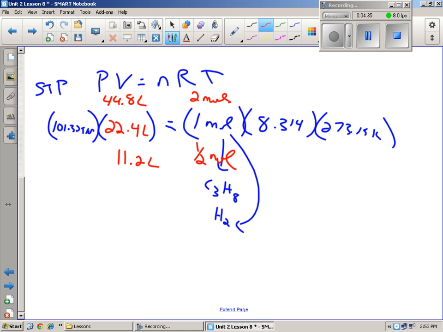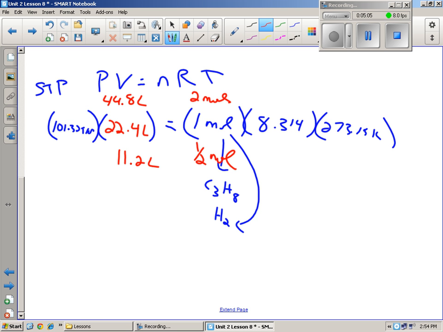And that is something called molar volume. Why do we call it molar volume? Molar, moles; volume, liters. How many liters per mole of gas is occupied here? How many liters does it take to occupy 1 mole of this gas? Turns out that any gas, 1 mole of any gas, will occupy 22.4 liters under STP conditions.